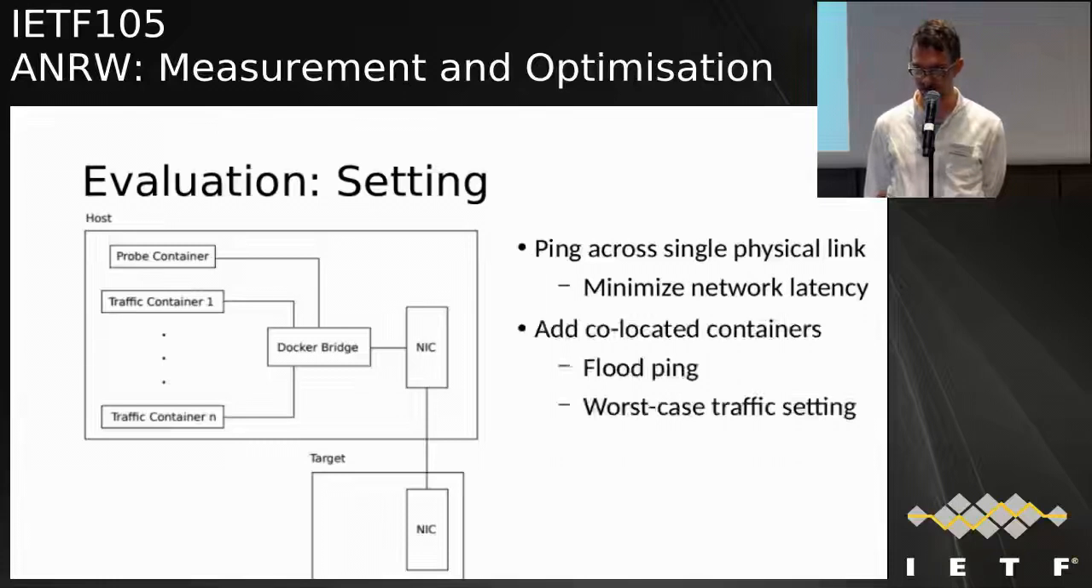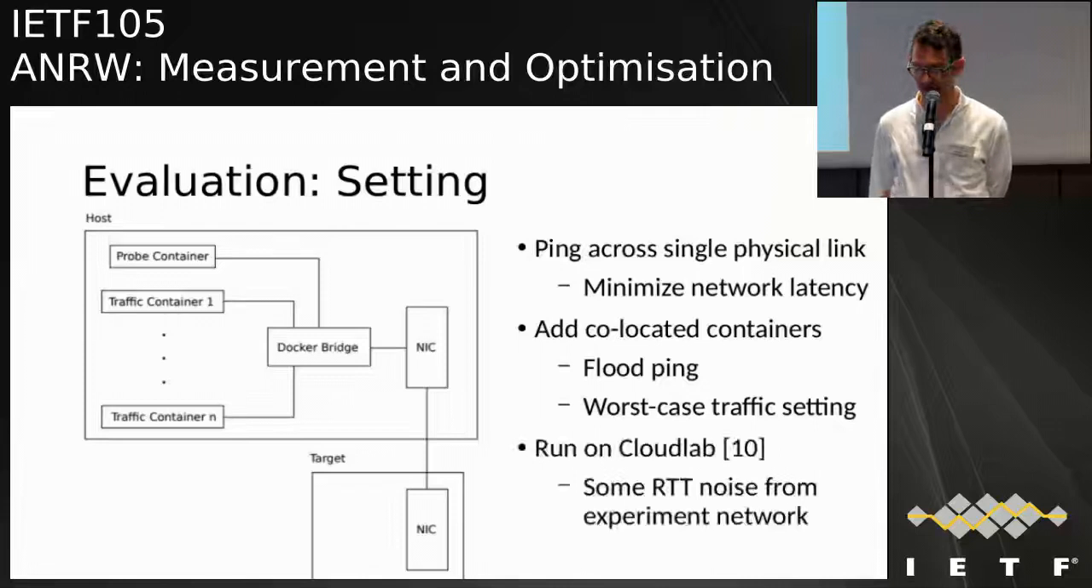We add co-located containers on the host that's running the probe container. And this is because of our observation earlier that having multiple co-located containers and extra traffic going through the virtualization system actually changes the virtualization system's latency effects. So these containers are running flood ping, which is kind of a worst case scenario where you're running this measurement container on a host that's very, very busy. And these run on CloudLab, so there's a little bit of noise from the experimental network overlays that CloudLab uses, and also from the accounting agents that are running on CloudLab nodes.